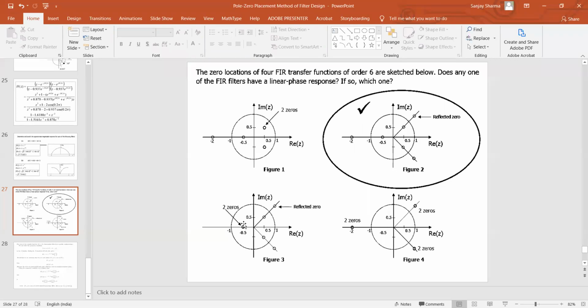So that's why this is not a linear phase. This is again not a linear phase. This is not a linear phase. But this is a linear phase example. I hope the point is clear.